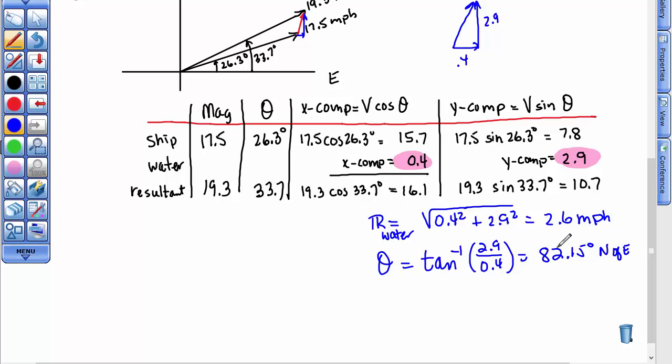You could also calculate the little angle off of the y-axis. So you could take 90 minus the 82 and get 7.85. So you can get 7.85 degrees. That would be east of north. In all reality, you wouldn't have to put anything, because the 82 degrees is off the x-axis, and so it is just a positive 82 degrees.